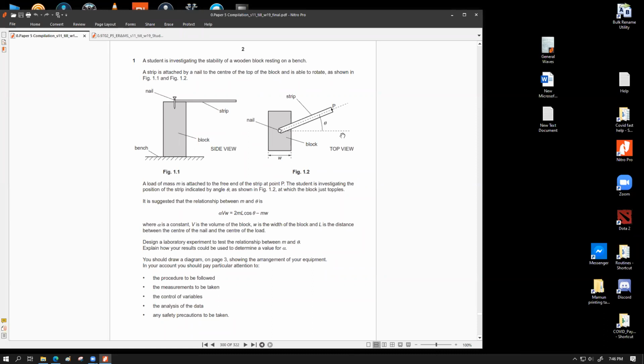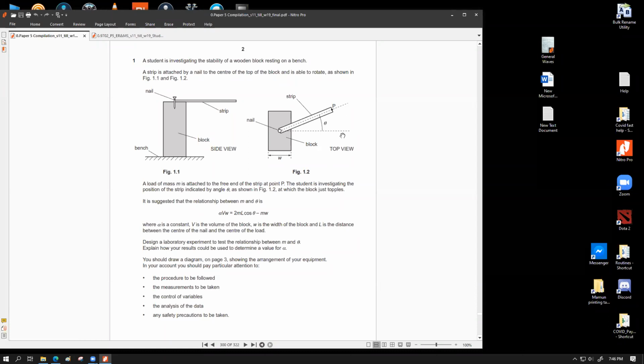Now, if you ask me, what I personally would like is to have m as the independent variable and theta as the dependent variable. I'll tell you why. Let's say you give a fixed amount of mass on the end of the strip. I'm telling you my preference, but it can vary from our scheme.